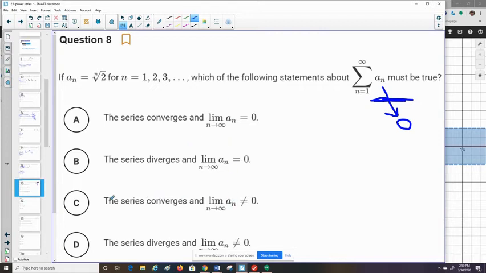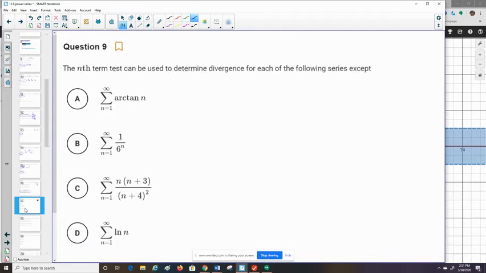Let's see, series diverges, the limit of the terms is not equal to 0. I'm going to go with that one as my answer. Terms don't go to 0, the series must diverge. Question number 9, the nth term test, which is what I just used for question number 8. If the terms are not going to 0, then the series must be divergent.